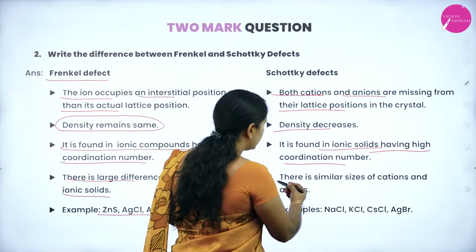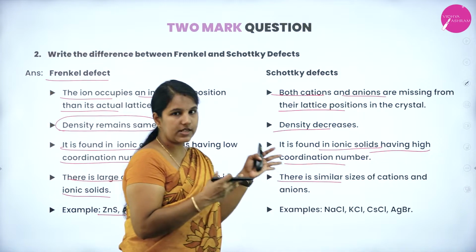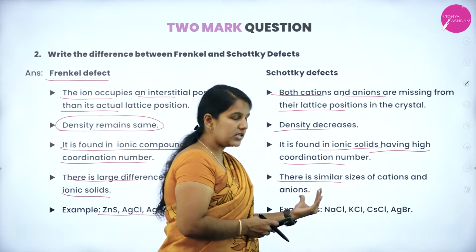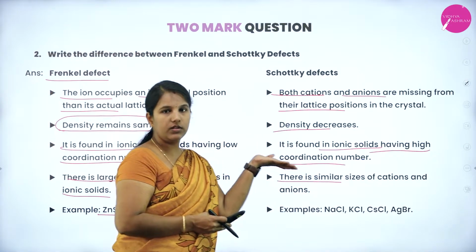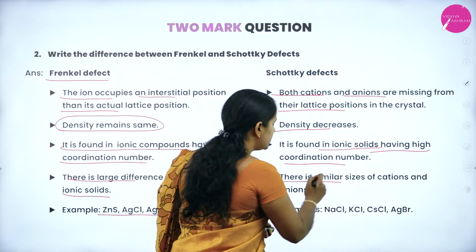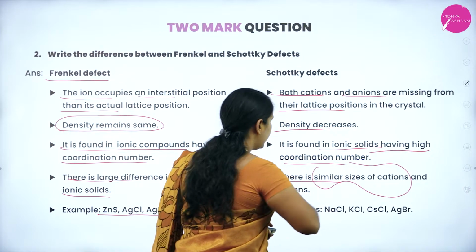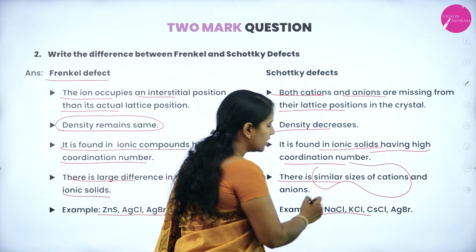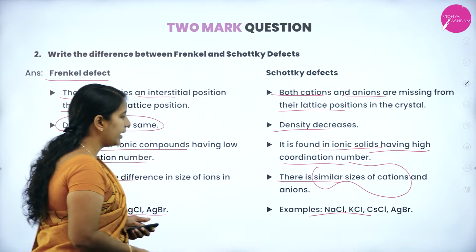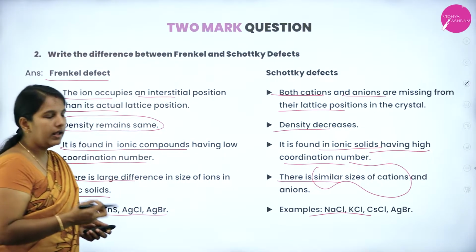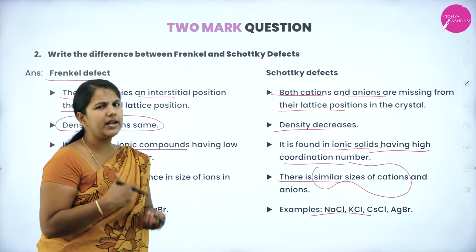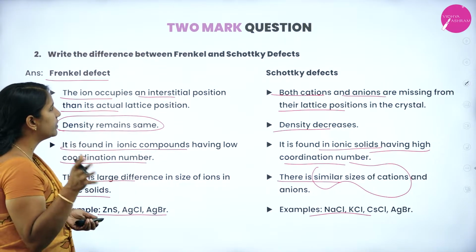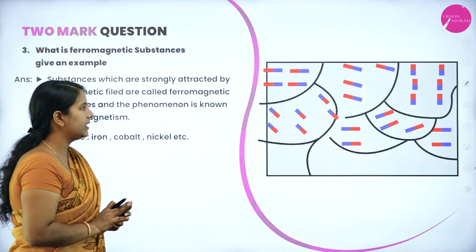Next, we have the ion size. The size of the ions is usually similar in the case of Schottky defects. Usually the size of cations is small compared to the anions. And examples are sodium chloride, potassium chloride, cesium chloride or silver bromide. You can write any two examples for this kind of difference. Any two differences are enough again for your exam.